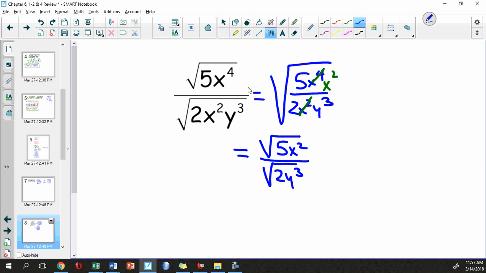Okay. So whenever we marry them, we simplify them and then we divorce them again. What is the square root of 5? Can I do it? Can I do the square root of x squared? Yes. And what is that?